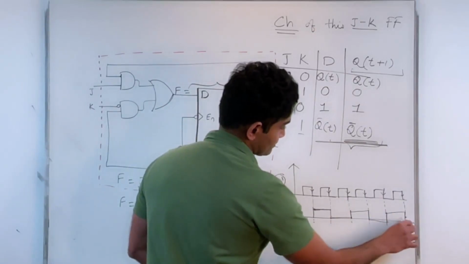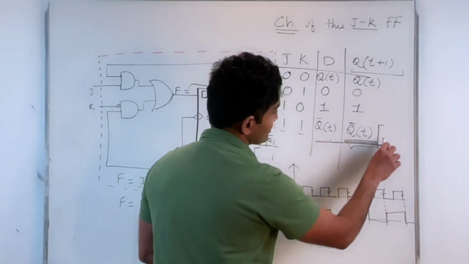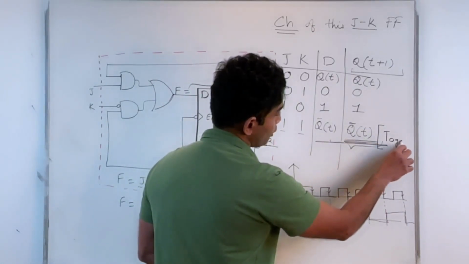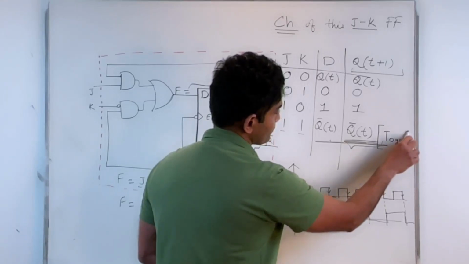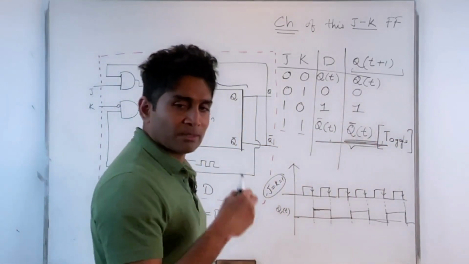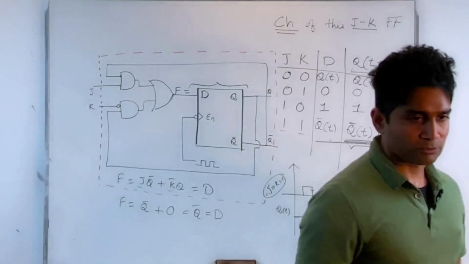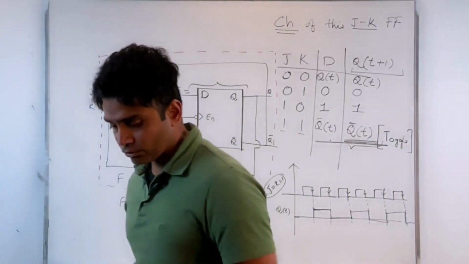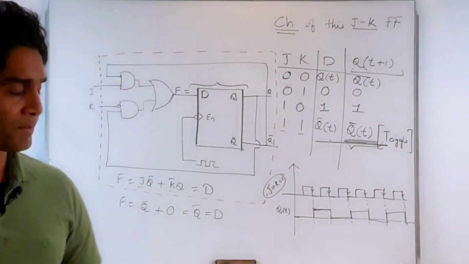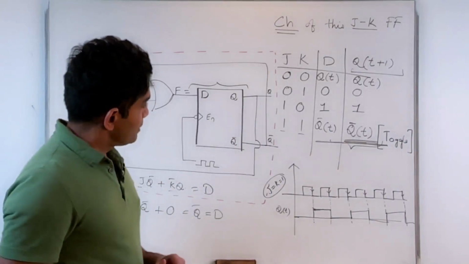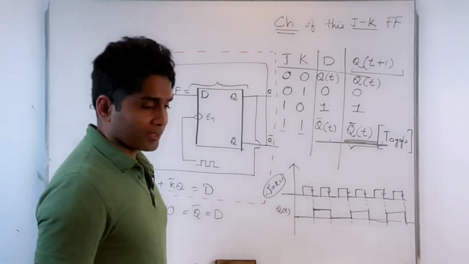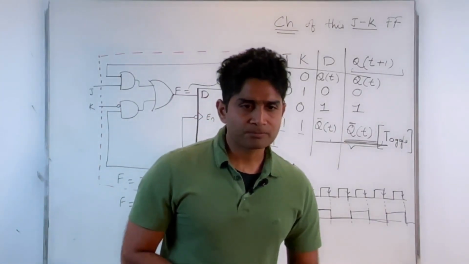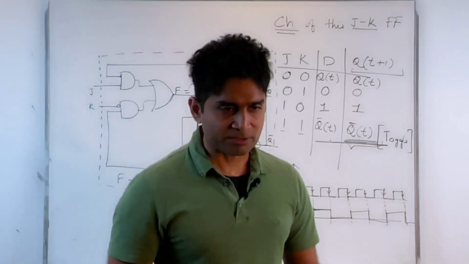And this is what I get. This particular state is called the toggle state, because it's toggling between 1 and 0. With every clock pulse, my output changes from 1 to 0 or 0 to 1. So that's the toggle state. Now we have derived a new state called the toggle state. Does that make sense? Any questions on this?